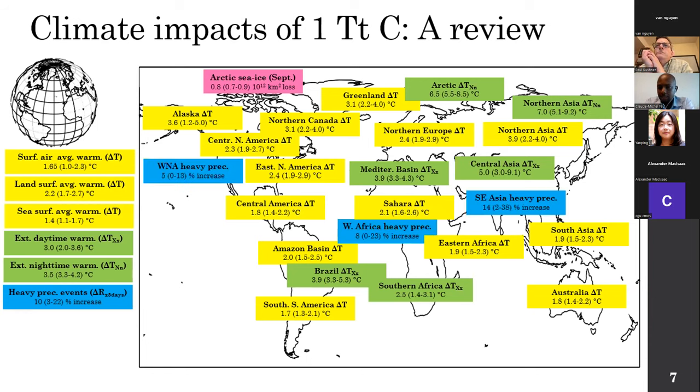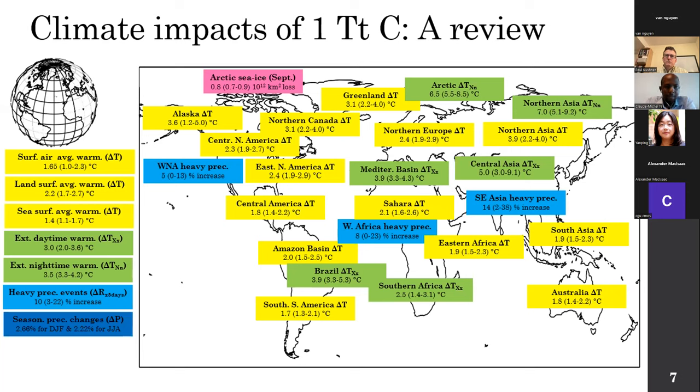When we go to the regional scale, we find that, for example, Western North America, the Pacific region, will experience a 5% increase in heavy precipitation per trillion tons of carbon. And the monsoon regions of West Africa and Southeast Asia also experience a relatively substantial heavy precipitation increase per 1 trillion tons of carbon.